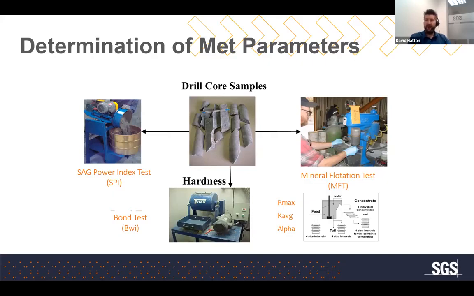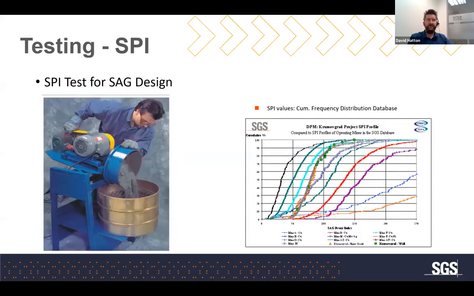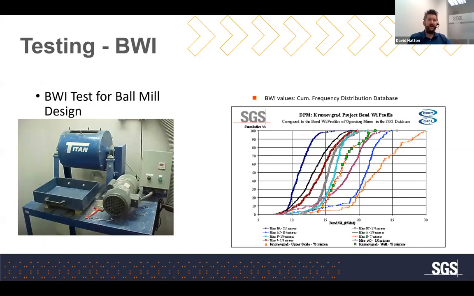So we've got the SPI, the Bond work index, and the MFT that you would have heard about already for our flotation kinetic parameter extraction. The nice thing about these tests is they're standardized, and so we can compare the results with other typical operations. Here's an example for the SPI, where we have a range of SPI values and different plant databases in our system. So we can see, is your ore a typical ore? Is it harder? Is it softer? Are we going to need more energy because it's harder to grind? And we have the same type of database for our Bond work index and our MFTs.